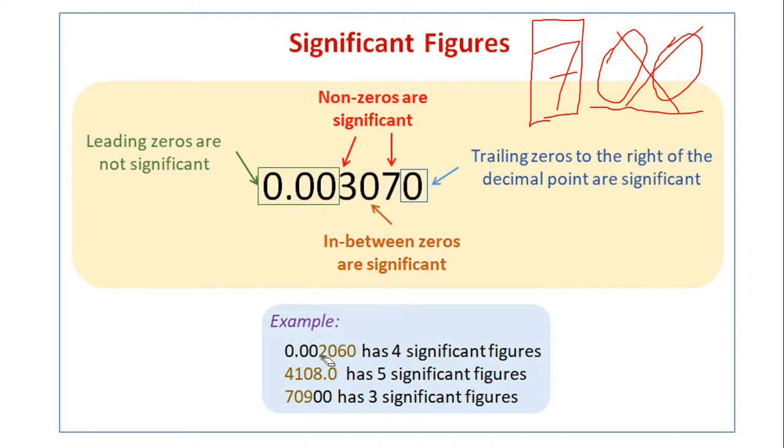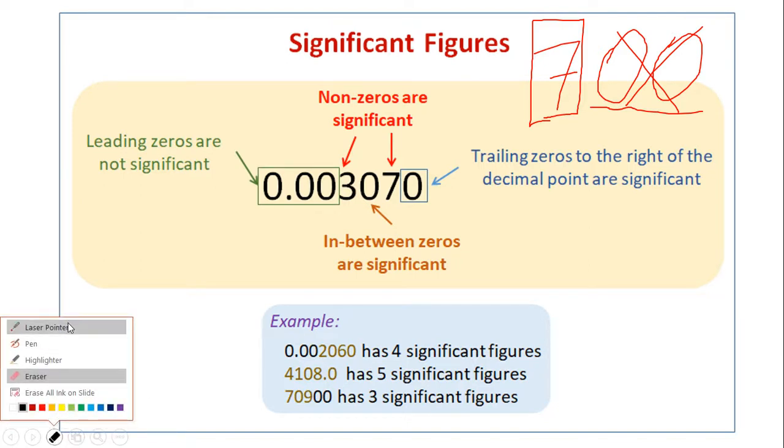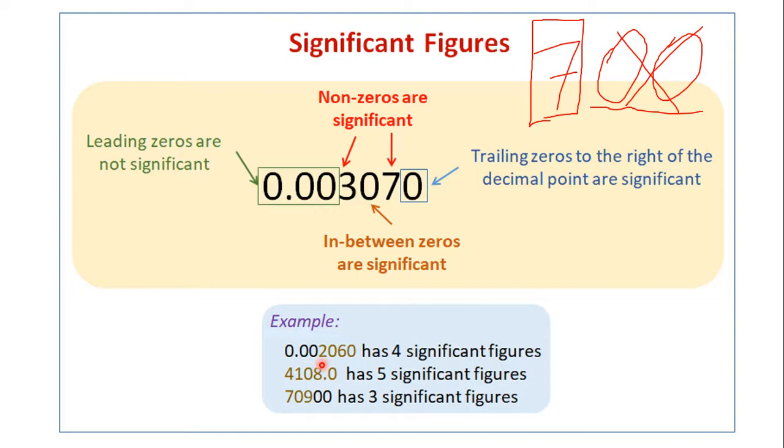It doesn't include the leading zeros. No, it's greater than 0, because 2 is non-zero. Remember we said that all non-zero numbers are significant? So 2 is significant because it's not 0. Numbers like 1, 2, 3, 4, 5, 6, 7, 8, and 9 are automatically significant. Why is 6 significant? Because it's a non-zero digit.